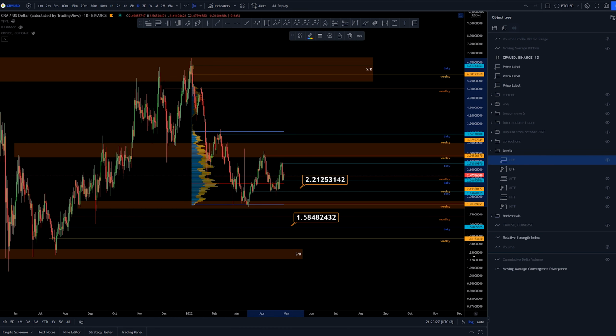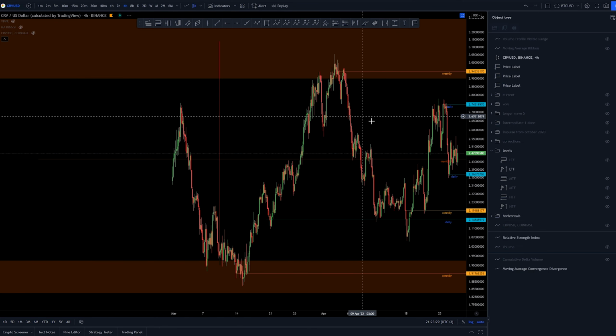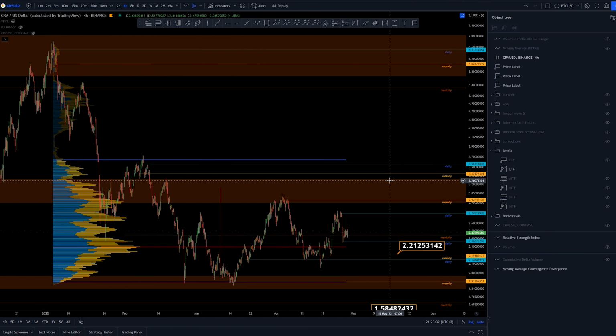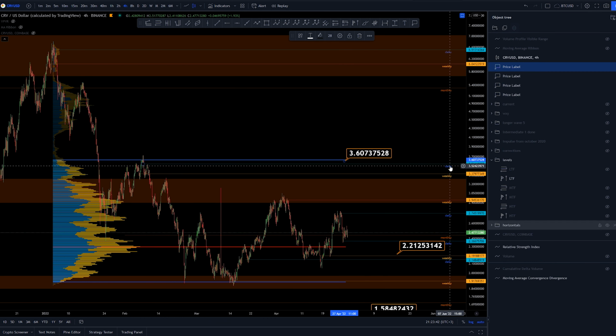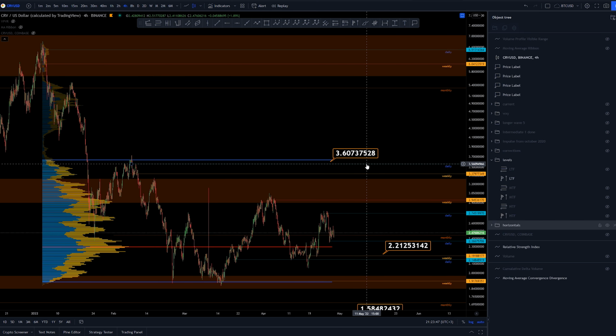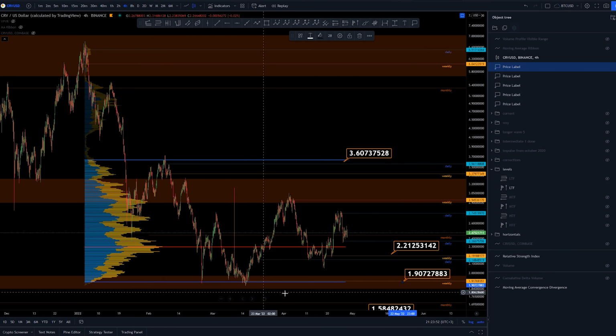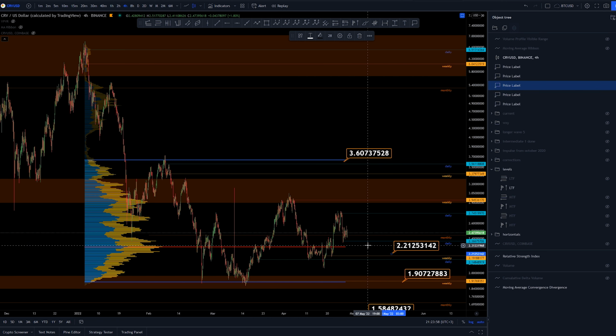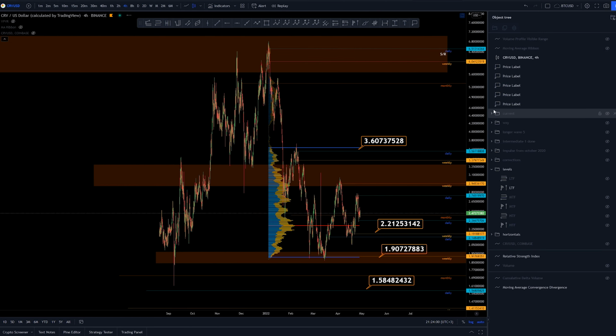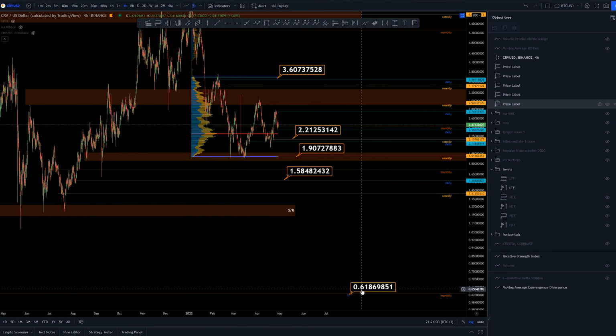On a lower time frame, let's zoom in a bit. Let's go to 4 hour. We can see the point of control in the middle of nowhere, but again we have a naked daily up here with a range value area high around $3.60. We also have a weekly below us with a range value area low, and yeah, these are basically the levels I'm going to be looking at, all these ones here.